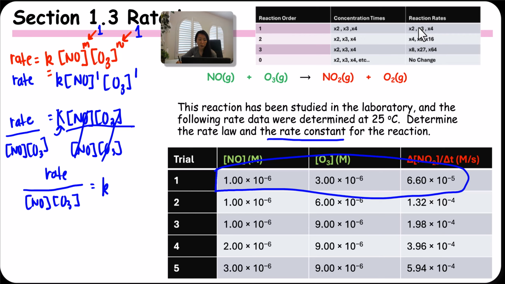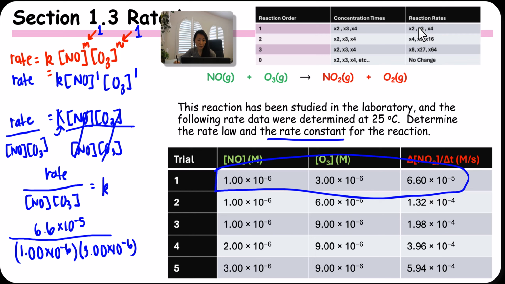Rate for the first row is 6.6 times 10 to the negative 5. I'm going to not input the unit for now because it gets complicated. Then go ahead and put 1.00 times 10 to the negative 6, and 3.00 times 10 to the negative 6. So those are all the values that could be inputted under k.